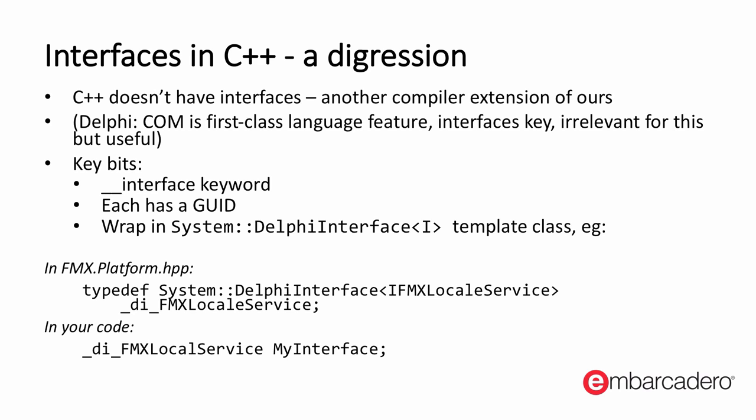So IFMXLocaleService, which is one of the platform services, has a GUID, and to use it from C++ you declare _di_IFMXLocaleService myVariable. The _di part is the typical way to name a Delphi interface templated type which wraps an interface. And you can see the definition on screen. You can do this yourself if you define your own interfaces. This is just background to explain using reference-counted COM-style interfaces from C++, because FireMonkey's platform services are defined using interfaces.